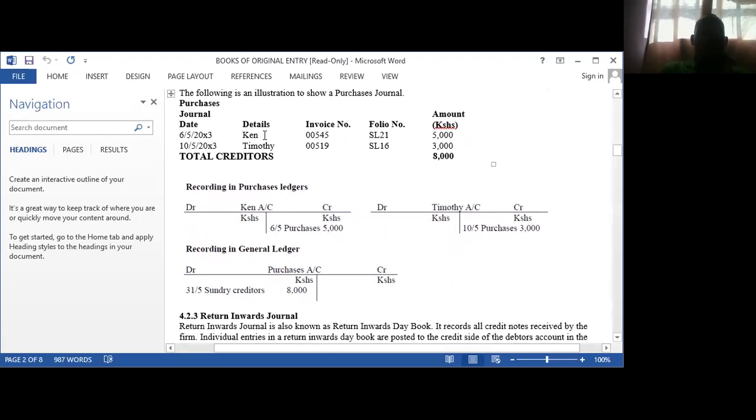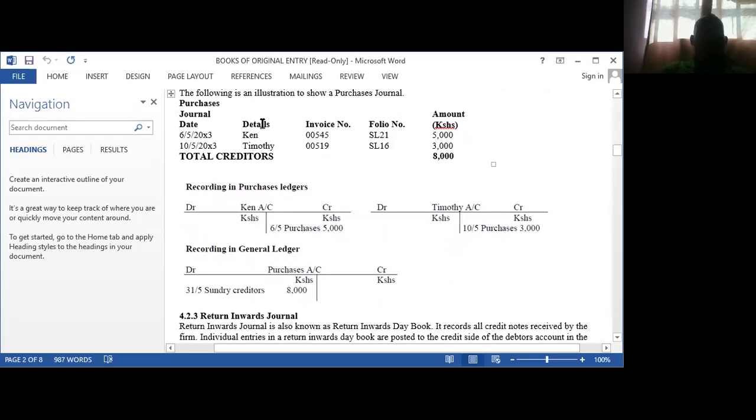And in this case, you find that the invoice number and the folio, in most questions in your exams, are going to be omitted. If they are omitted, you don't include these two columns. You just have the date, details, and the amount. Remember, purchases, it is the business that is buying goods. So the business bought goods from Ken. It also bought goods from Timothy.